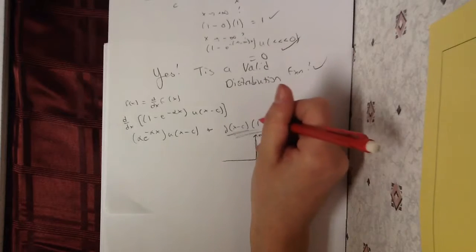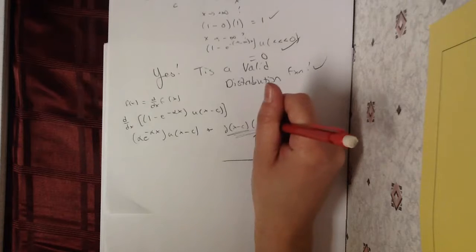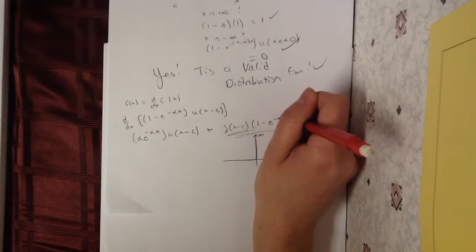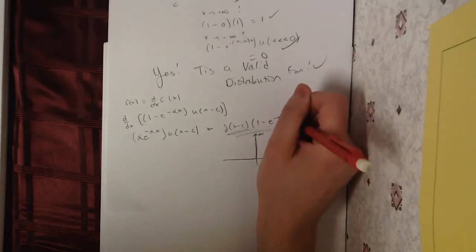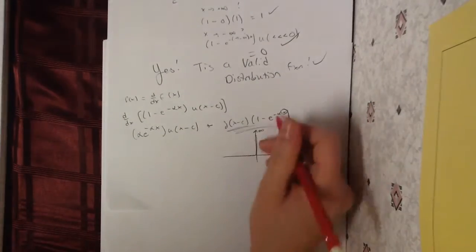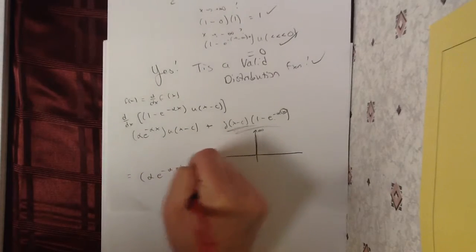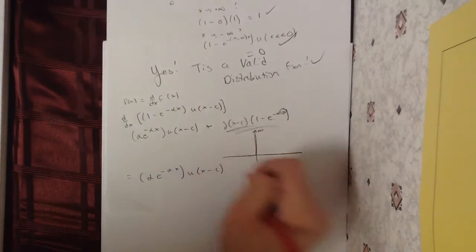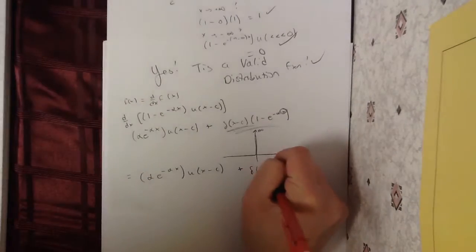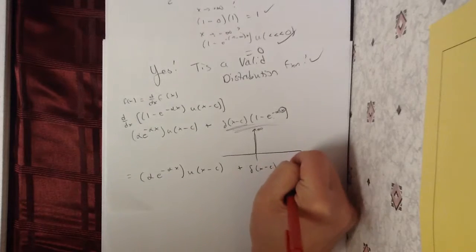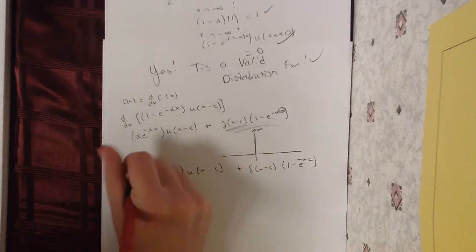This is equal to 0, because this is going to equal 0 except for when x equals c. So we can replace this by c. This is the same thing as saying alpha e to the minus alpha x times the unit step function, plus, we can just leave the delta function in there, times 1 minus e to the minus alpha c. Okay, and this is your answer.